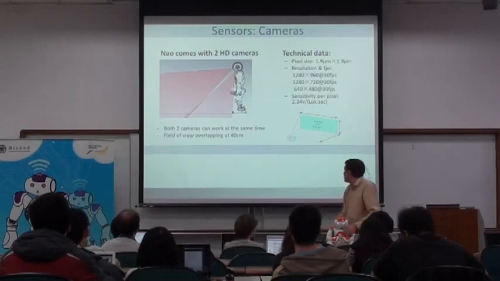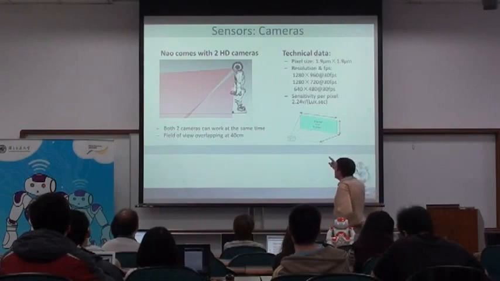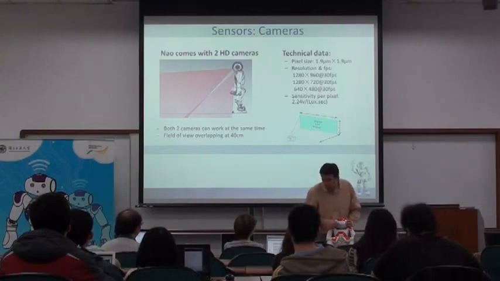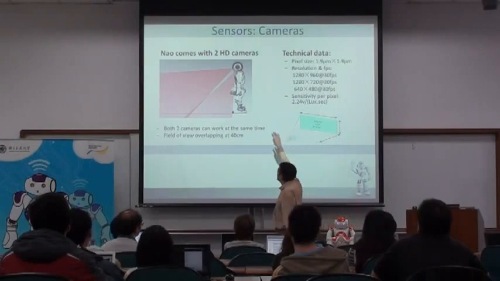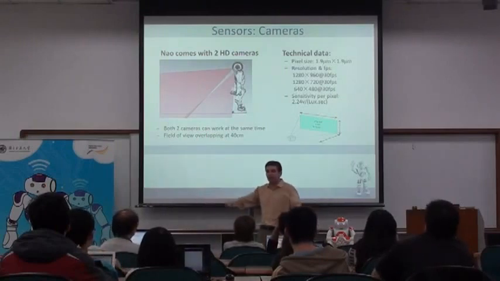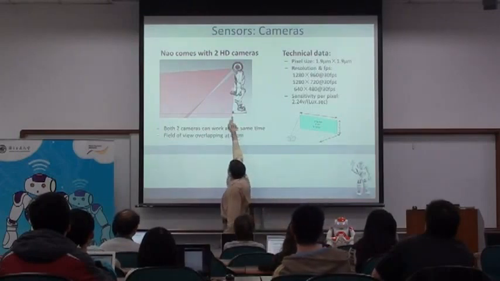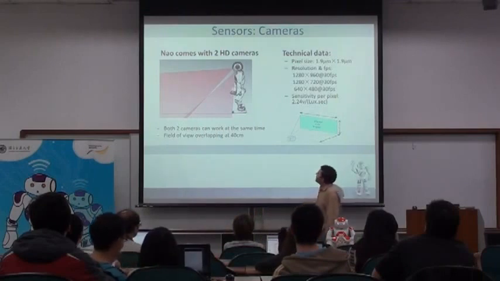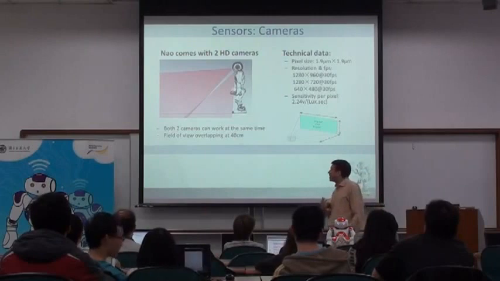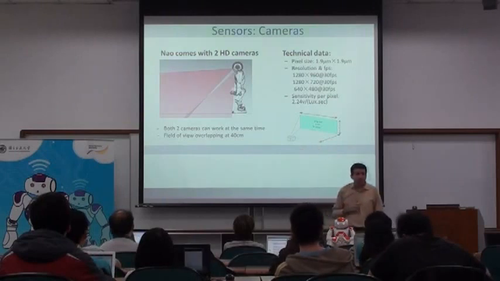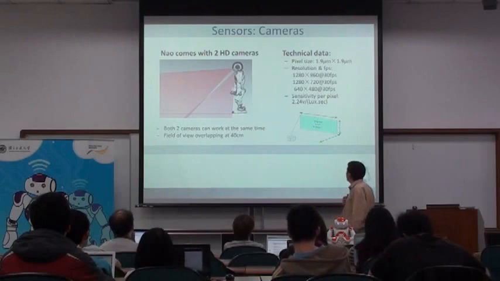So we have two HD cameras, which are located one here on the forehead and one in the mouth. And the two fields of view are crossing at 40 centimeters, which means when NAO is standing up, you can see everything. The two cameras cover everything in front of him, from his foot, really from here to maybe quite far. And the two cameras can work at the same time, so you can get two images at the same time. The resolution is 1,280 by 960 pixels at different frame rates.